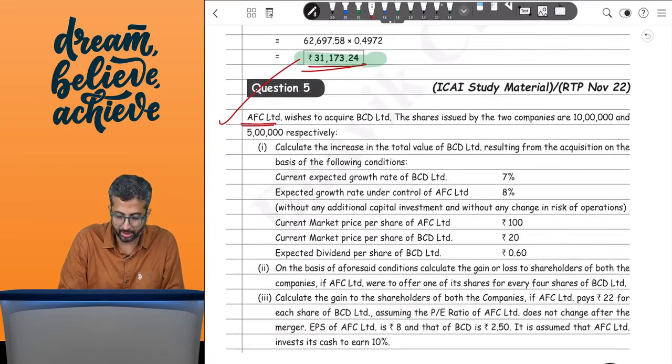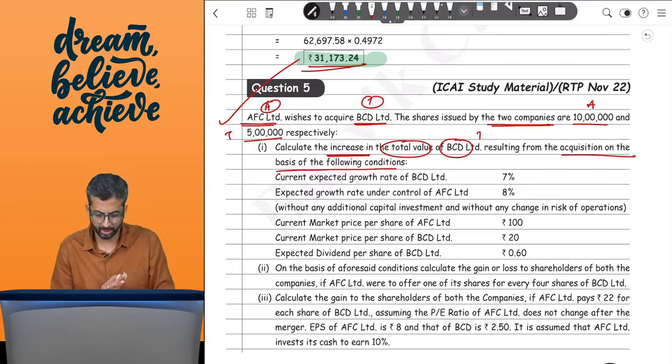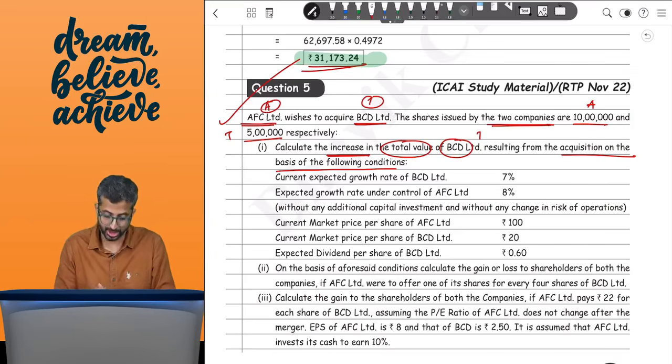Now AFC Limited wishes to acquire BCD Limited. So this is the acquirer, this is the target. Shares issued by the two companies are 10 lakhs and 5 lakhs respectively. So this is the acquirer's and this is the target's shares. Calculate the increase in the total value of BCD. Who is BCD? BCD is the target, resulting from the acquisition on the basis of the following conditions. So BCD independently, how much will be the increase in value for BCD?